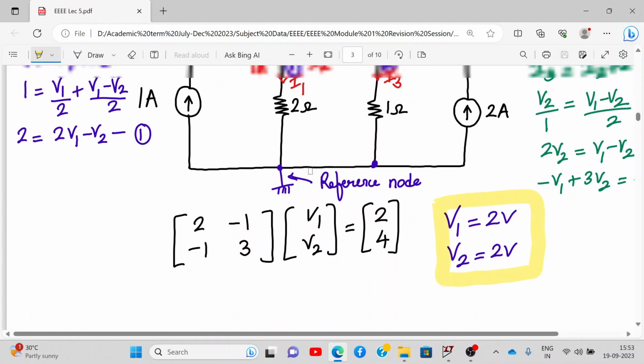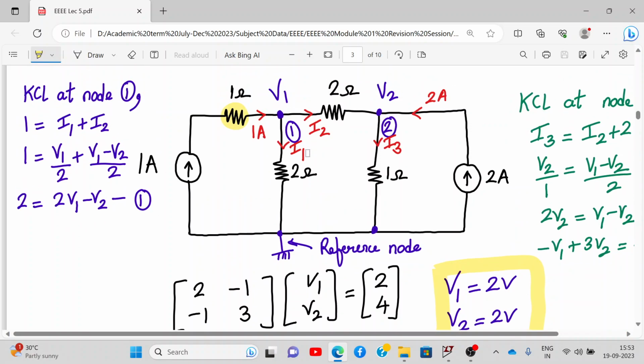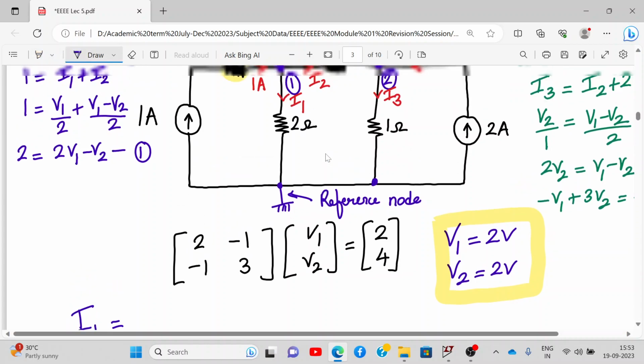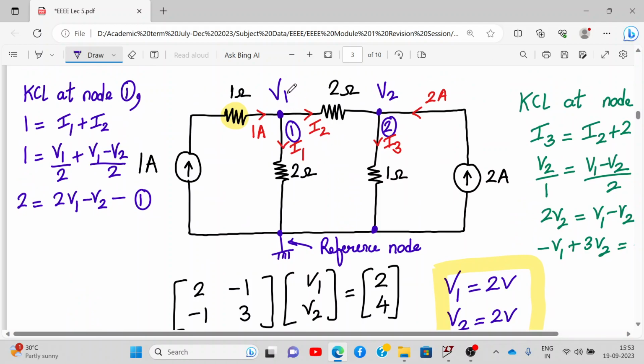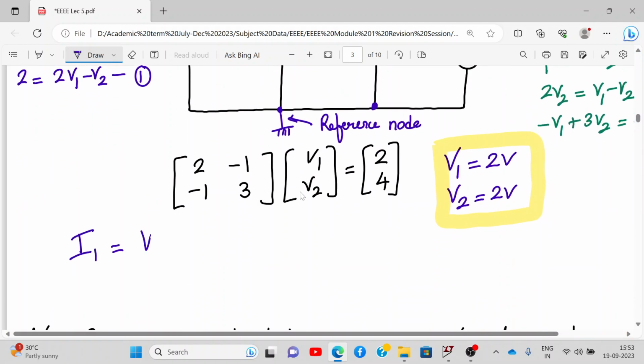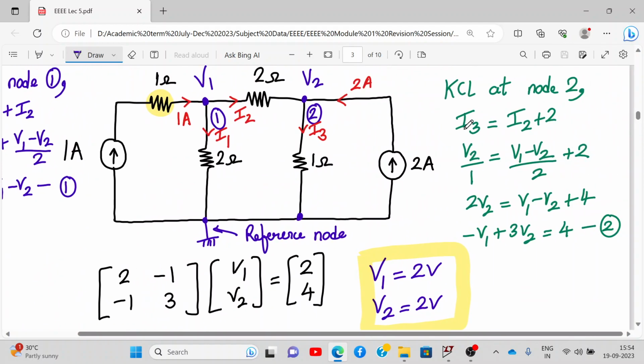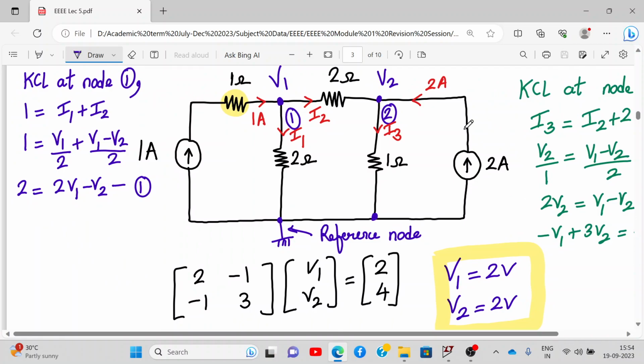Now let's say if we want to calculate one of the currents, let's say I1. So what will be I1? Let's say for example we want to calculate I1, the current through the 1 ohm resistance. So I1 will be V1 upon 2. That will be 2 upon 2, that will be 1 ampere. And the current is going down, so we can show the arrow down. This is just an example which we are checking. So in this manner it's plain and simple. We write the KCL at node number 1 and node number 2, and there it is.